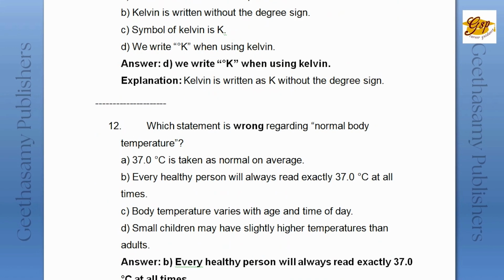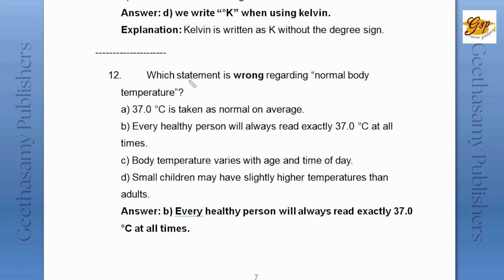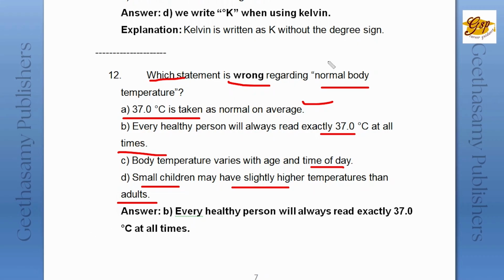Right, fine. 12th question. Which statement is wrong regarding the normal body temperature? 37 degrees centigrade is taken as the normal average. Every healthy person will always read 37 degrees centigrade at all times. Body temperature varies with age and time of the day. Small children may have slightly higher temperature than adults. So the wrong statement is C.